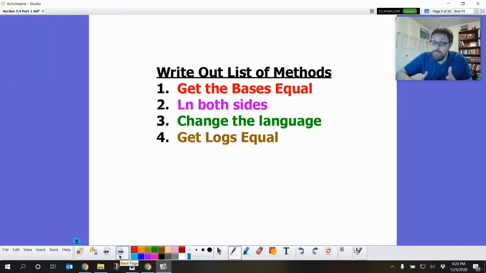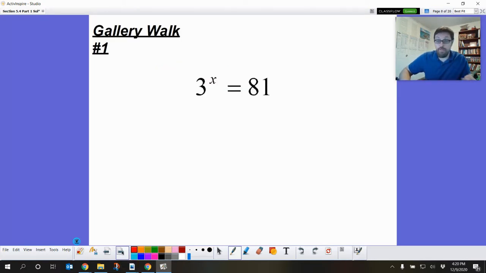I'm just going to be solving a bunch of equations and making sure that we're cool with all the different ways of solving. I'll talk about what's going on behind it. So I want to think about my four methods. And the first one I always want to think about is getting the bases equal. Can I get the bases equal in this one?